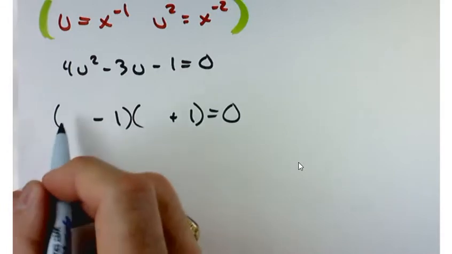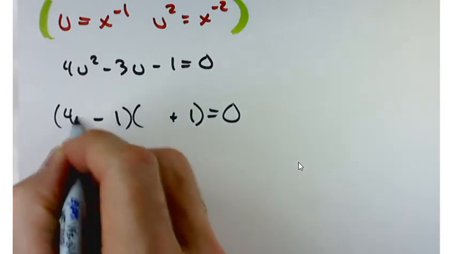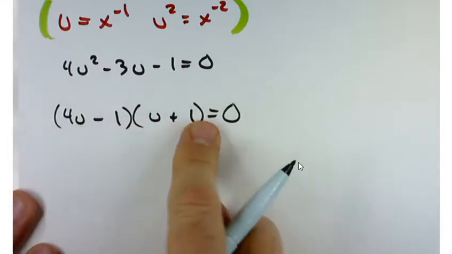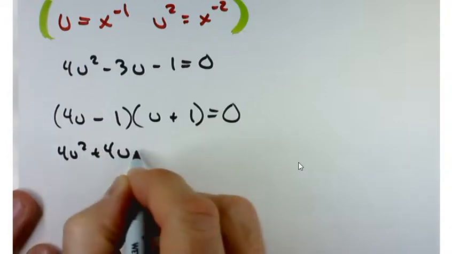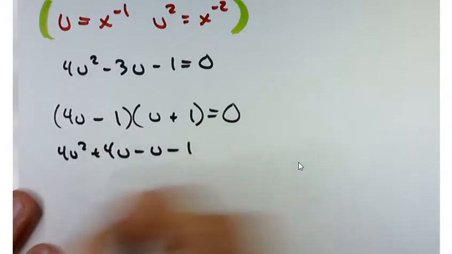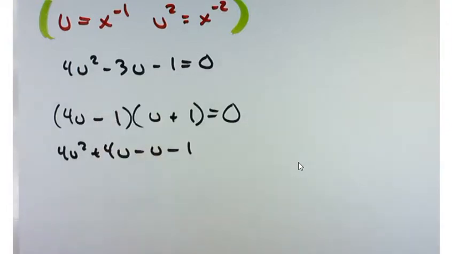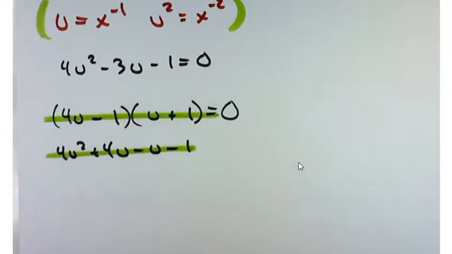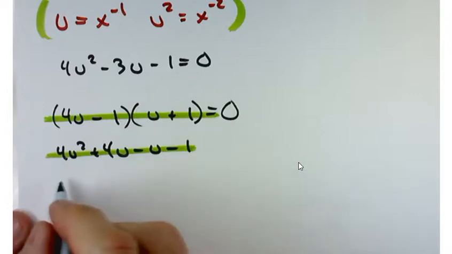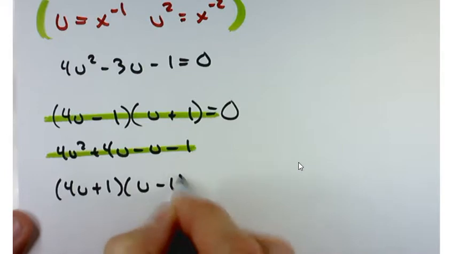So if you try, and let's get this wrong to begin with. If I try 4u and u, let's FOIL that out and see what happens. It'd be 4u squared plus 4u minus u minus 1. And what's 4u minus u? 3u. But I need -3u. So we were close, but not quite. What change do I need to make? Yeah, 4u plus 1 and u minus 1. Basically just switch them up.